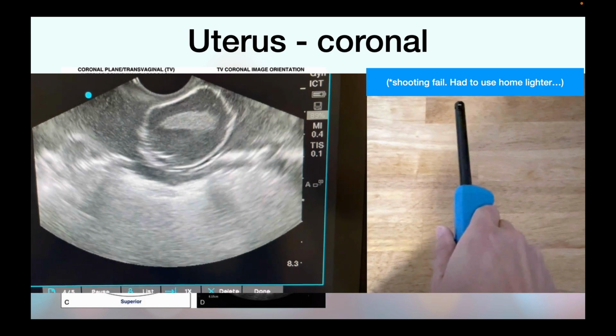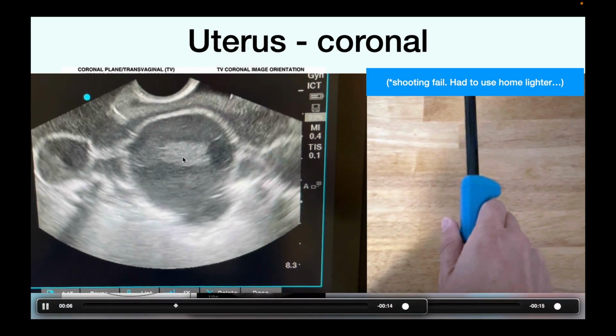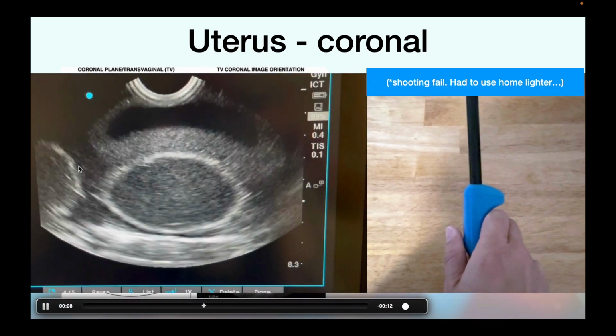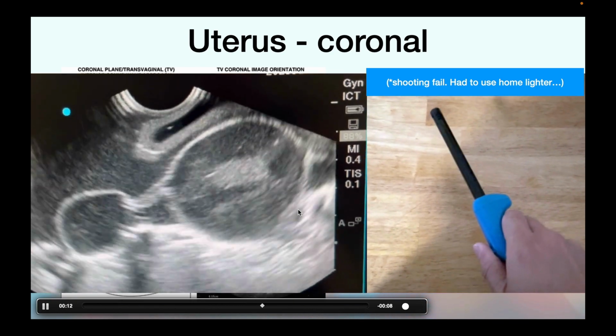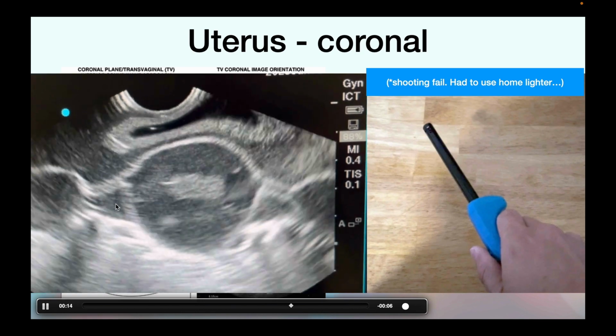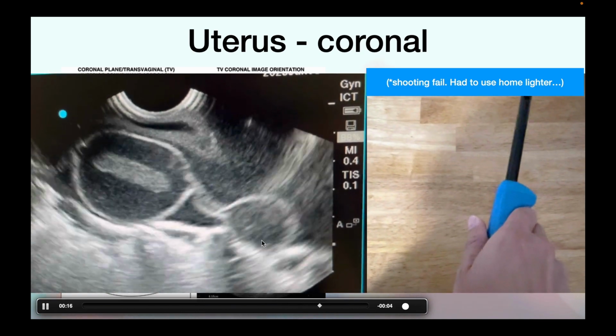So as you're tilting anteriorly, you see the uterus, and then you see the ovaries. This is the right ovary and the left ovary, and if you rock the probe like this, you'll be able to visualize the ovaries a little bit better.